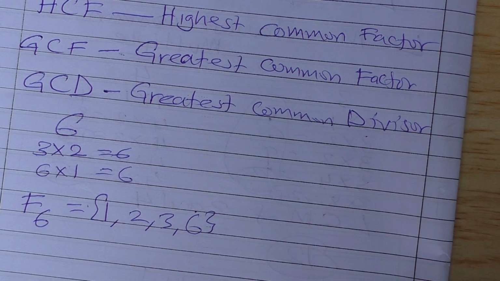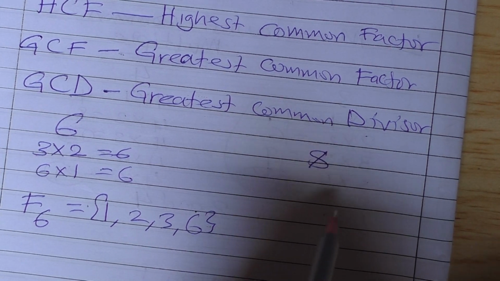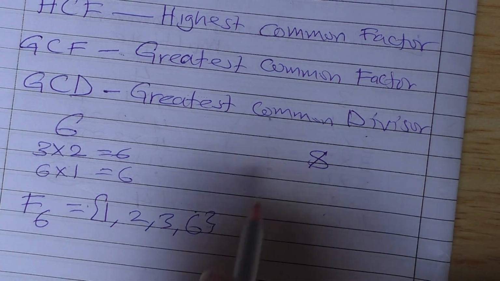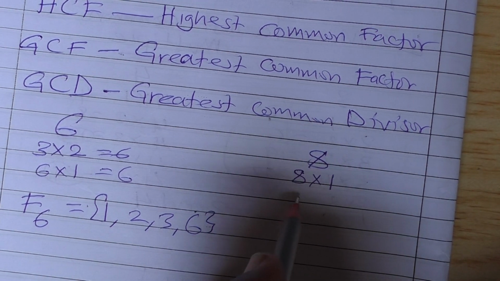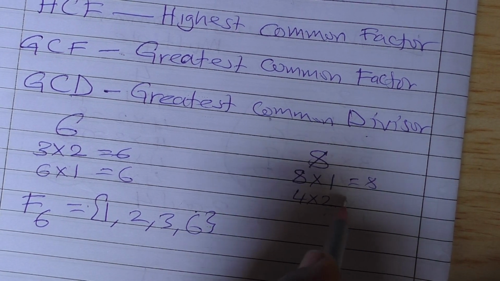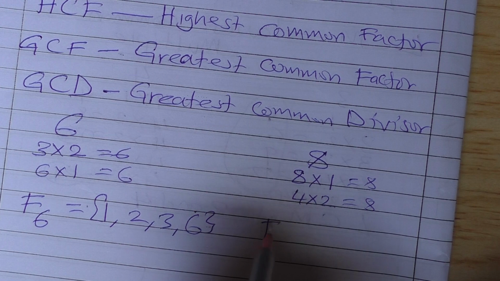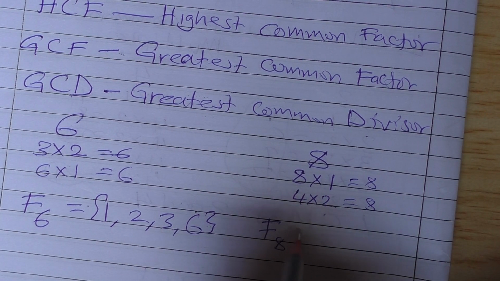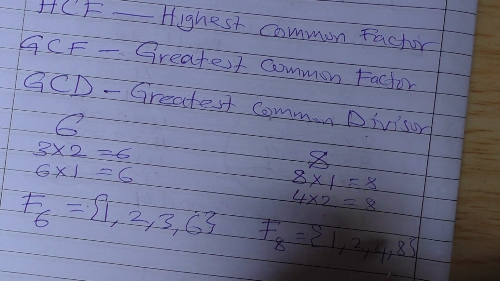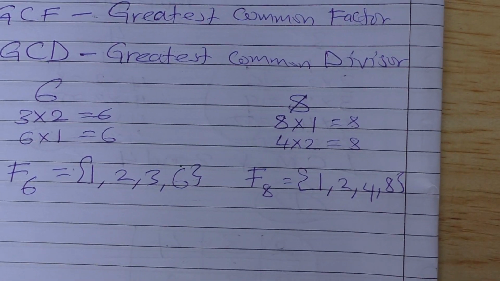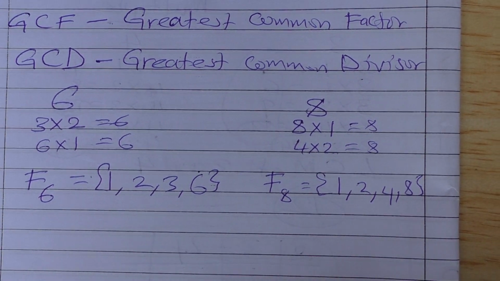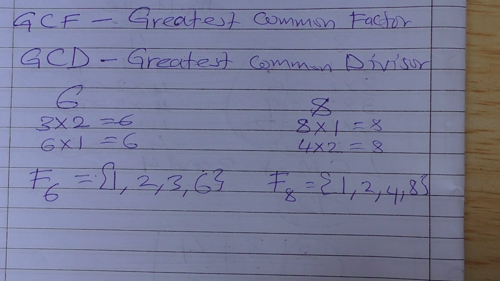Then we can also look at the factors of 8. That is to say, the numbers we multiply to get 8: 8 times 1, then 4 times 2. And the factors of 8 here are 1, 2, 4, and 8 itself. Now, we have the factors of 6 and the factors of 8.